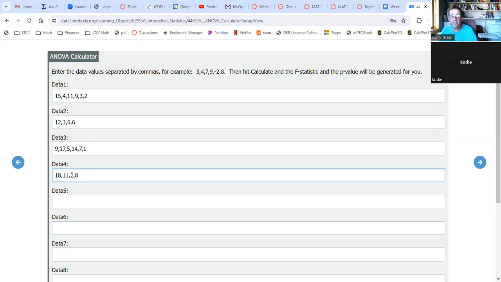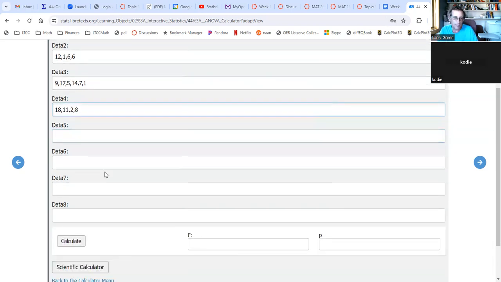So I just type in the numbers separated by commas, and then you leave the rest of them blank. And here, by the way, with this calculator, it only gives you 8 opportunities, which will be enough for the exam and the homework. But in real life, sometimes you need more, and then you can use my spreadsheet, and there's a lot of other spreadsheet-based things that you can use. Then hit calculate.